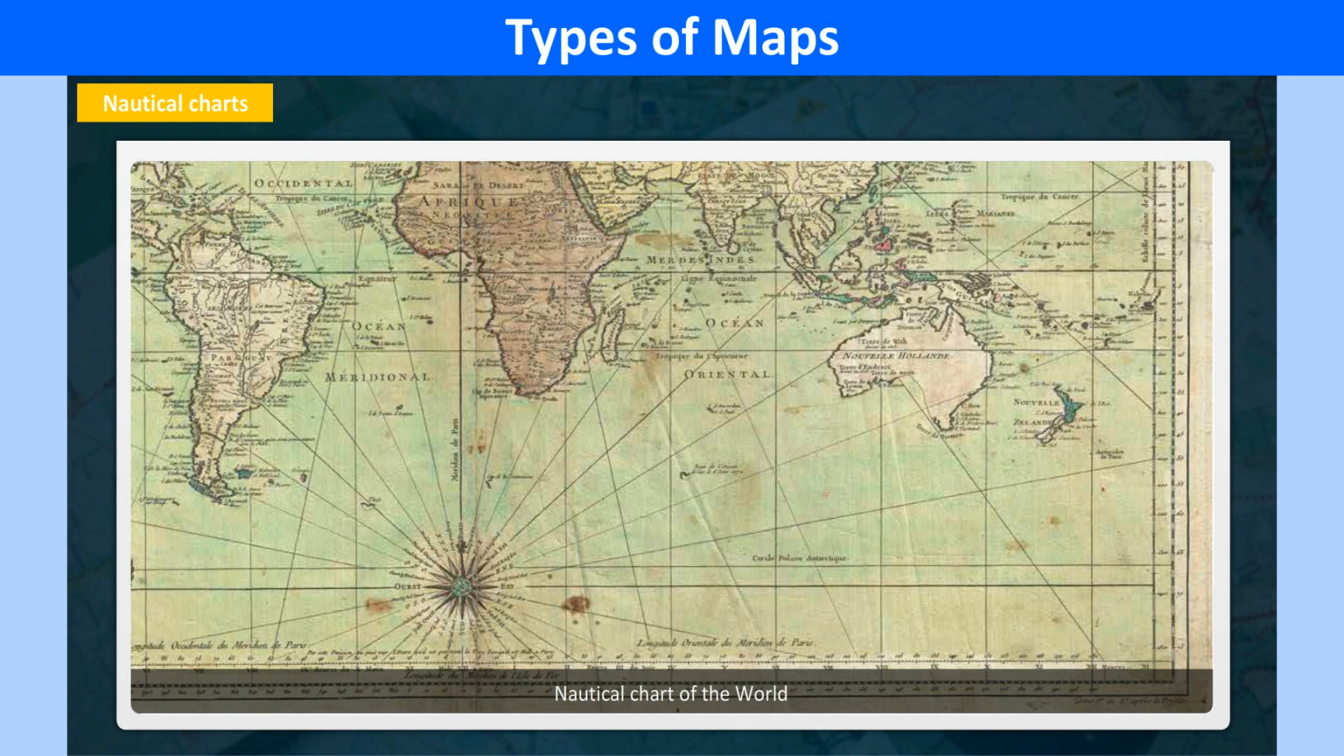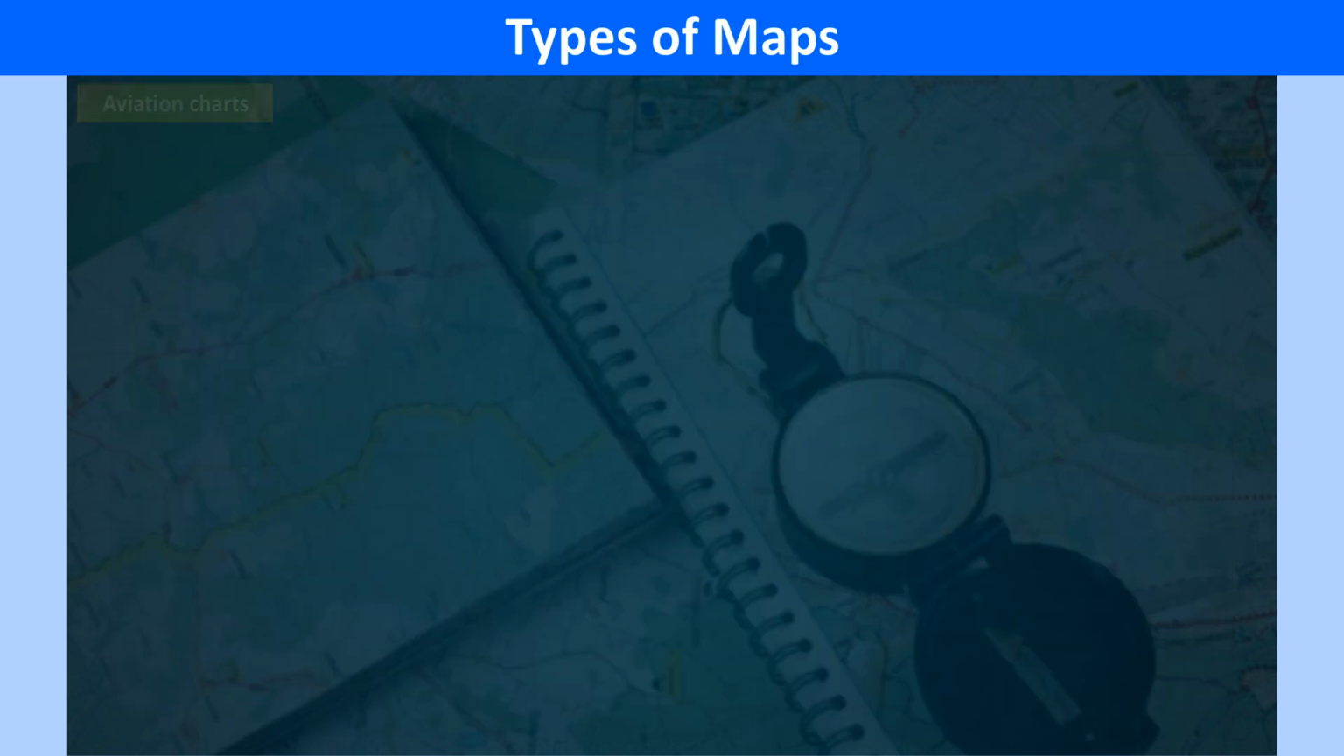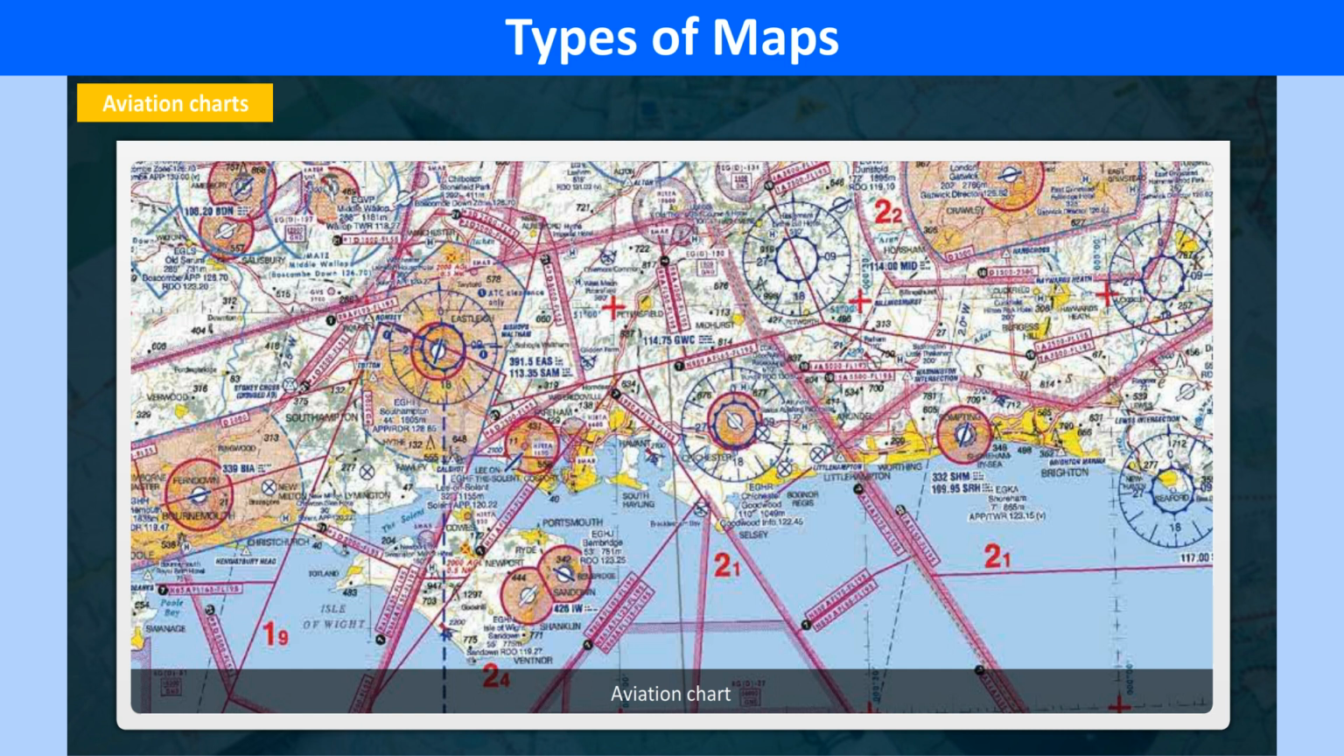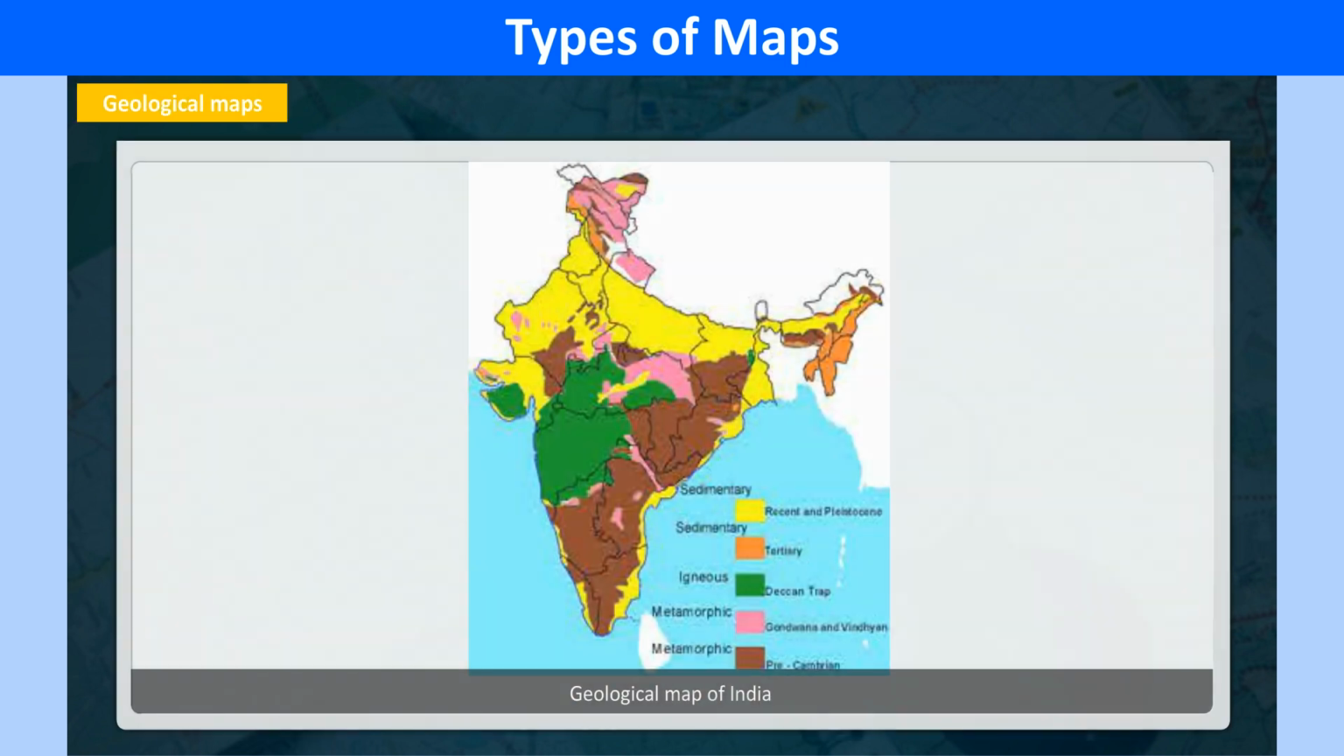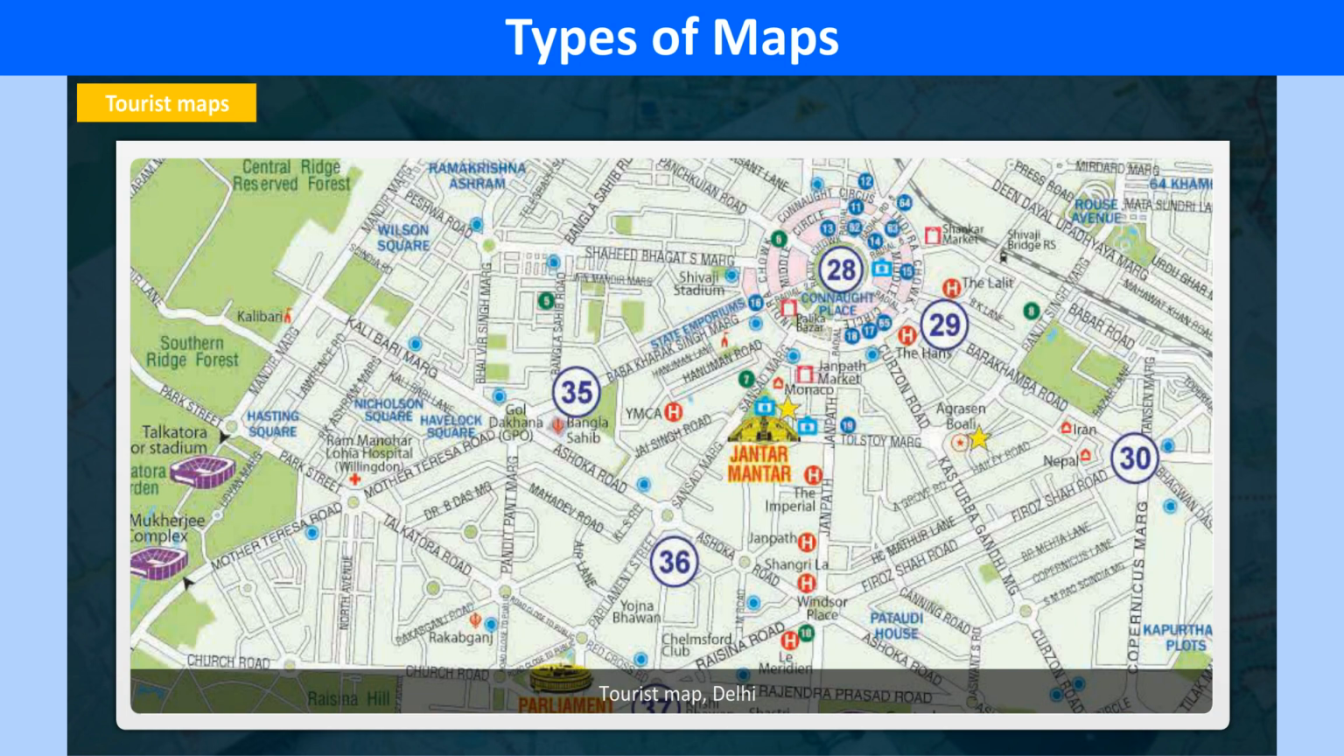Nautical charts are used to navigate ships. They show details of the shorelines as well as depth of water, rocks, location of lighthouses, and buoys. Aviation charts show airways, traffic control towers, airports, and air routes. Geological maps show the ages and types of rock and soil. Tourist maps feature places of interest, museums, monuments, etc.